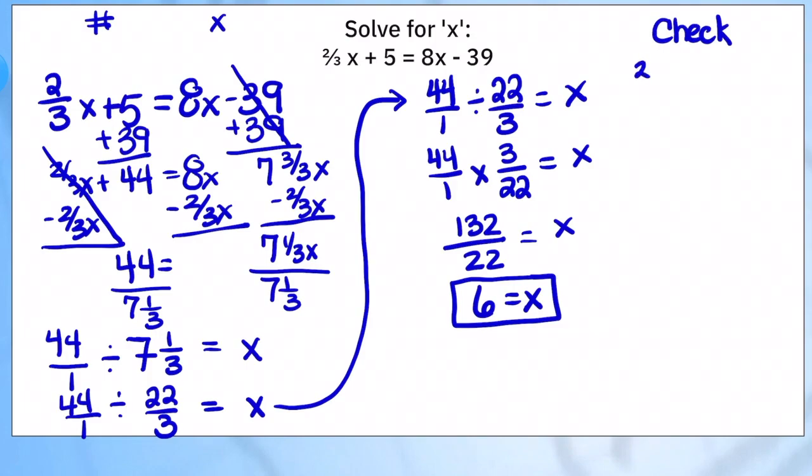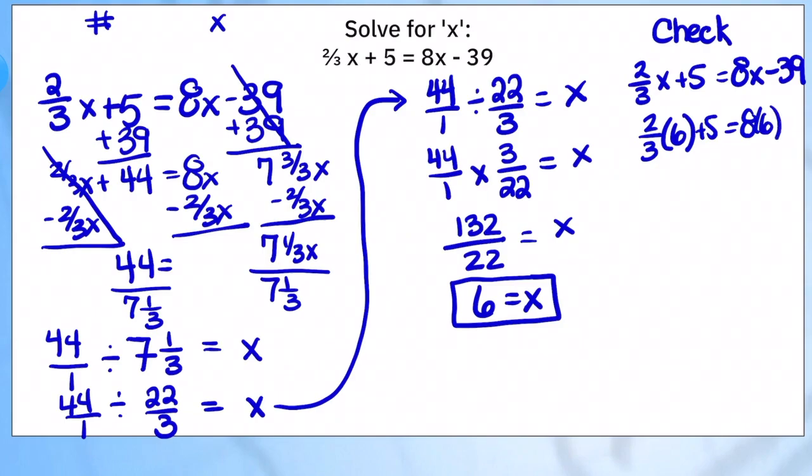And we're going to write our original 2/3 x plus 5 is equal to 8x minus 39. And now we're going to substitute 2/3 times 6 plus 5 is equal to 8 times 6 minus 39.